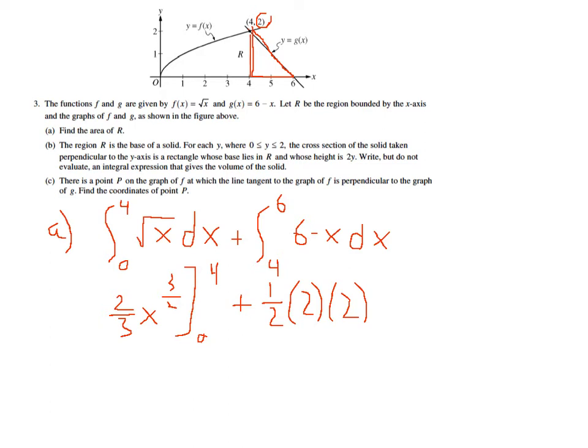And when I plug in and evaluate here, we get 16/3 for this when I plug in 4, and then obviously when I plug in 0, I get nothing, so it would be 16/3 minus 0. Plus, when I multiply this all out, 1/2 of 2 times 2 is just 2, and so I have 16/3 minus 0 plus 2, which gives me a total of 22/3. And that's part A. So now let's move on to part B.